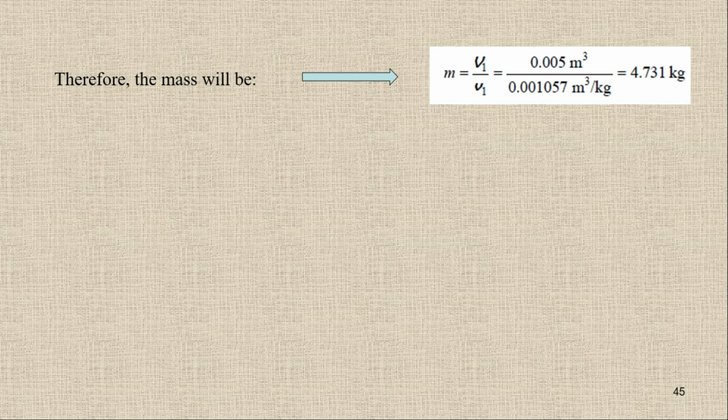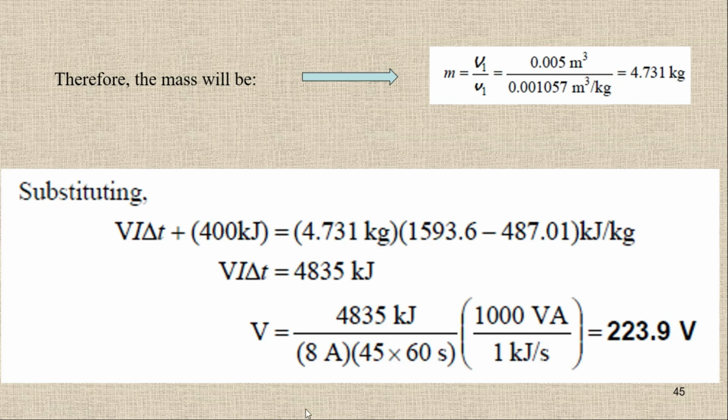Now we have all the values. After this, we simply put the values in the equation and solve to find the value of voltage. You can see here we have the electric work, which is VI delta T, plus the paddle work, which is 400 kilojoule. On the other side we have mass times H2 minus H1. Solving this, you will get VI delta T equal to 4835 kilojoule.